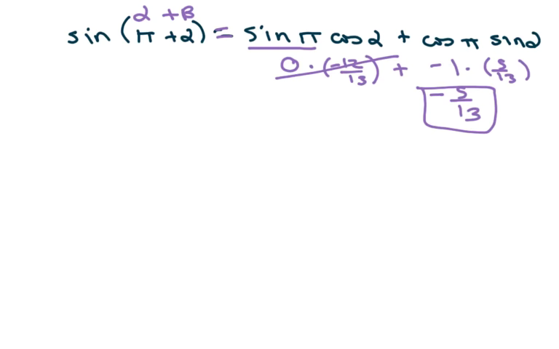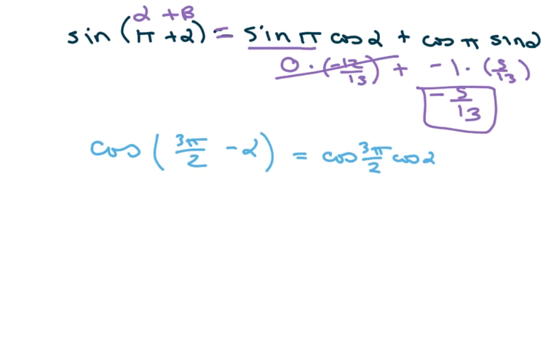And the other one we have to do is cosine of 3 pi over 2 minus alpha. So basically, just write your formula out. Your difference identity for cosine. We have cosine of 3 pi over 2, cosine of alpha, and then remember, change the signs. We have plus sine of 3 pi over 2 and sine of alpha.